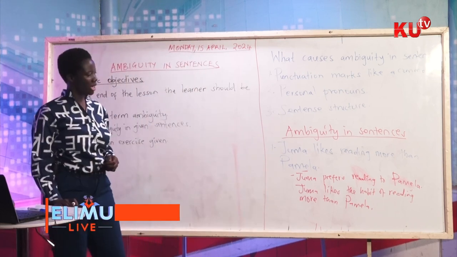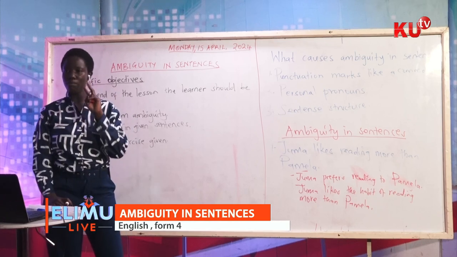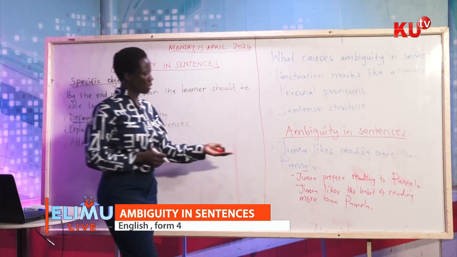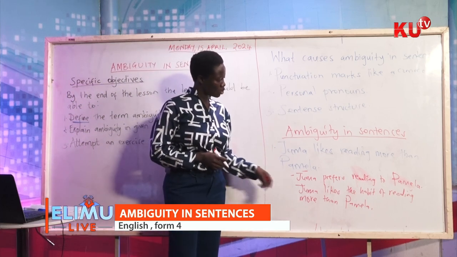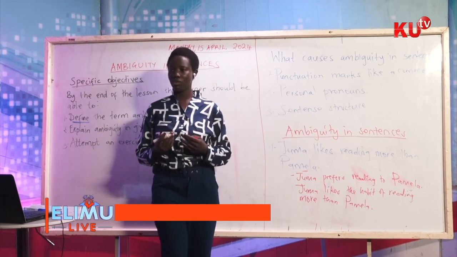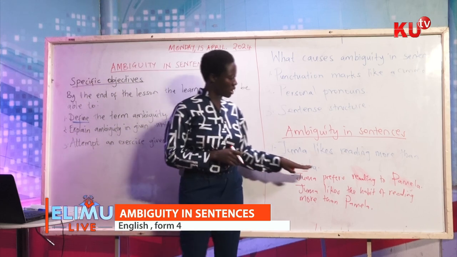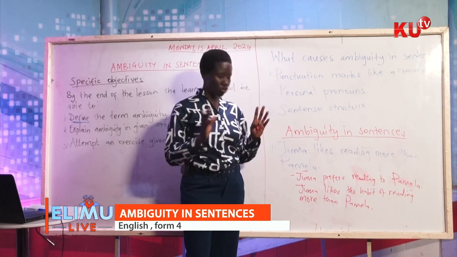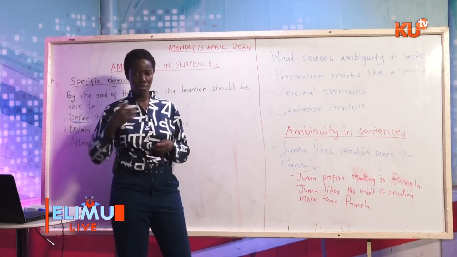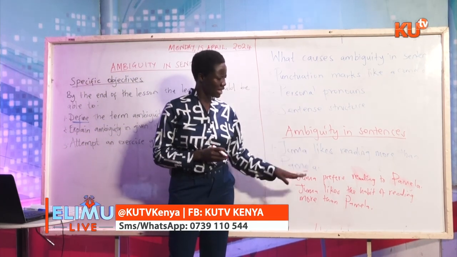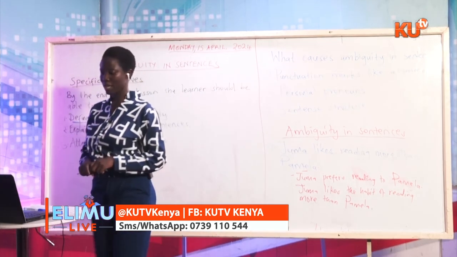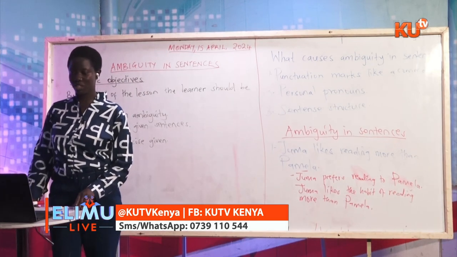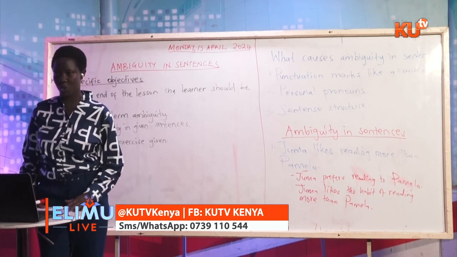To remove ambiguity in these two sentences, you have to give out the two meanings perfectly so that whoever is getting the sentence will not be confused. Juma prefers reading to Pamela. That one is clear. And then in the second statement, Juma likes the habit. What brings out the difference in these two meanings is that in the first one, we have one person liking two things, but liking one more than the other. And in the second one, we have two people, but one of them likes the habit of reading more than the other. In this case, it is Juma who likes the habit of reading more than Pamela. I believe that one is clear. And I repeat, you are watching KUTV Elimu Live, Kenya's premier educational TV.